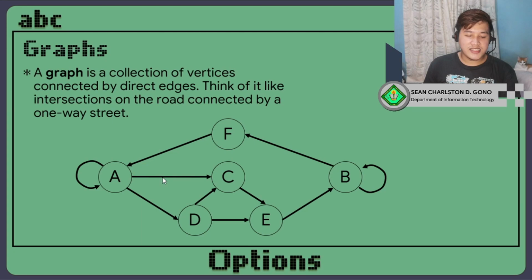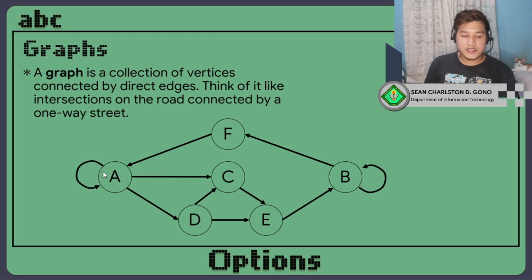So A has a direct edge on C, but C doesn't have a direct edge on A. A has a direct edge on D. D has a direct edge on C and E. C has a direct edge on E. E has a direct edge on B. B has a direct edge on F, and F is the only one connected to A. We also have direct edges like this. That means it will go back to itself only.